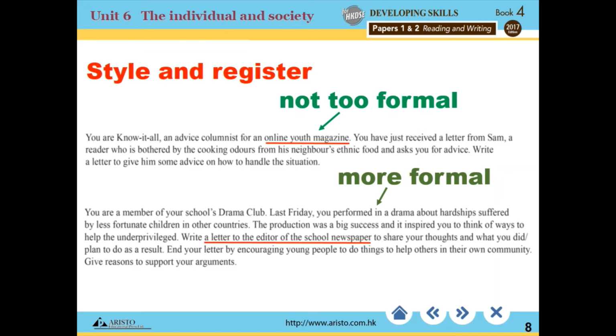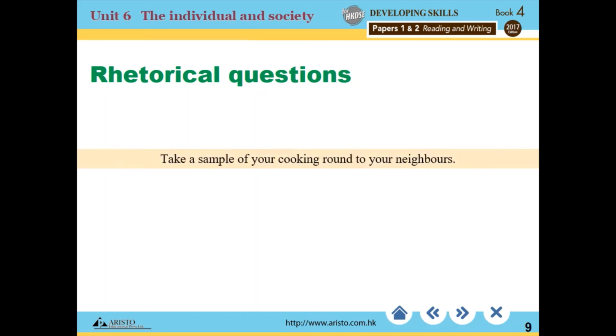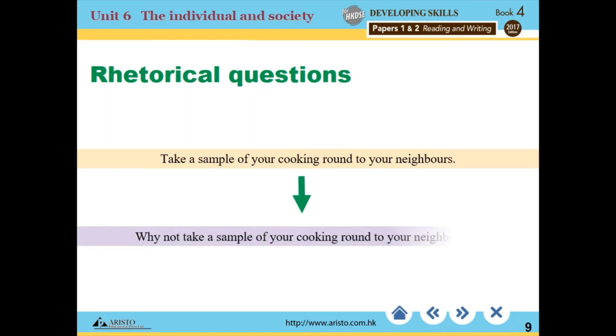Now, let's practice changing some statements to rhetorical questions that can be used for the 2 writing tasks we just saw. Here's a sentence giving a suggestion to the reader. One way to make this a rhetorical question that will help you persuade your reader to follow your suggestion is to ask, why not? So here, we are asking the reader, why not take a sample of your cooking round to your neighbors?